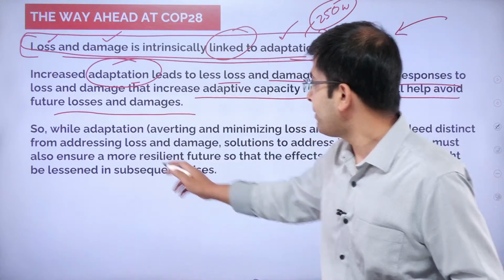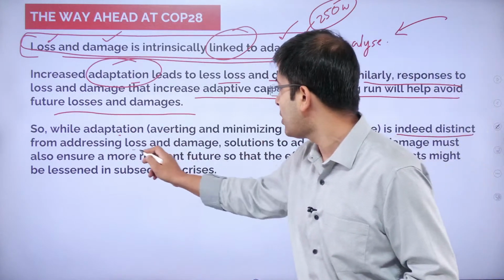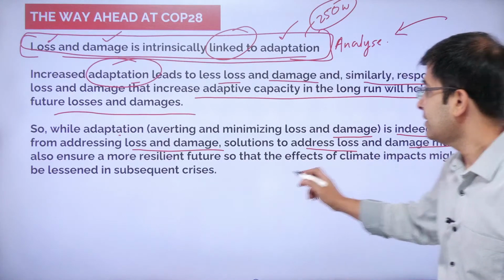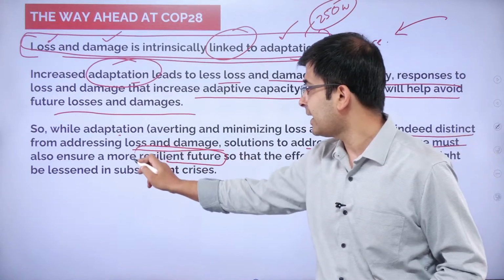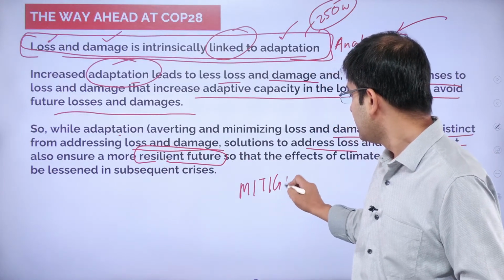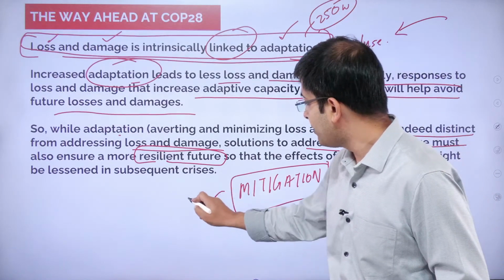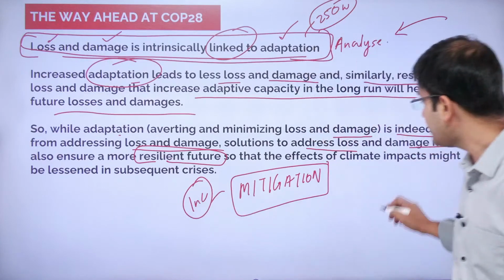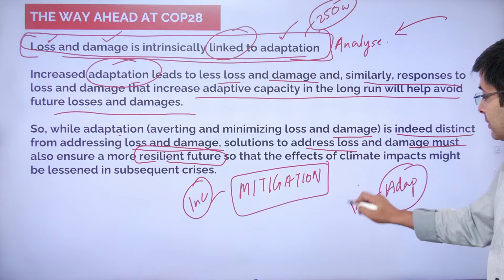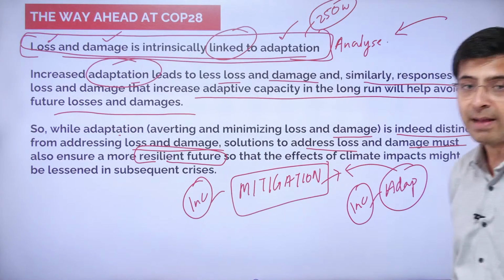Okay. So adaptation, averting and minimizing loss and damage, is indeed distinct from addressing loss and damage. Solutions to address it must also ensure a resilient future, like I told you. If you just focus on mitigation, well, it's incomplete. If you just focus on adaptation, again incomplete. You basically need to marry these two. These two need to be married.